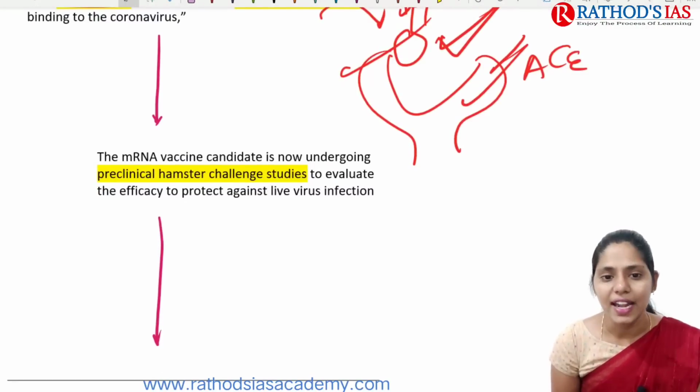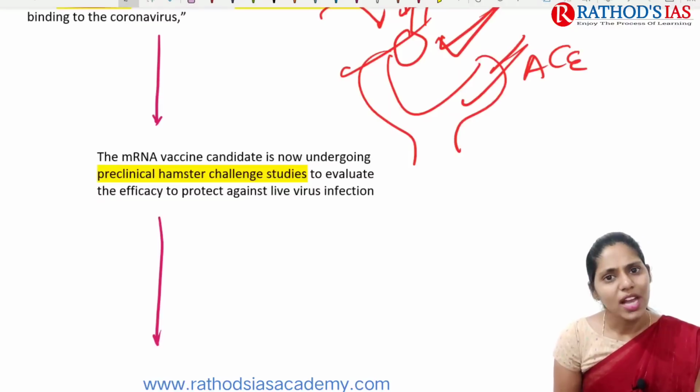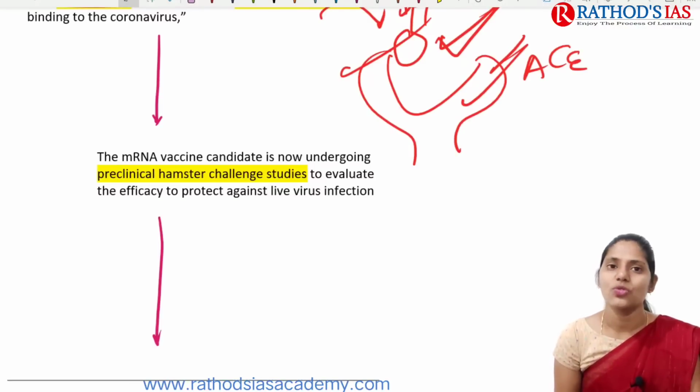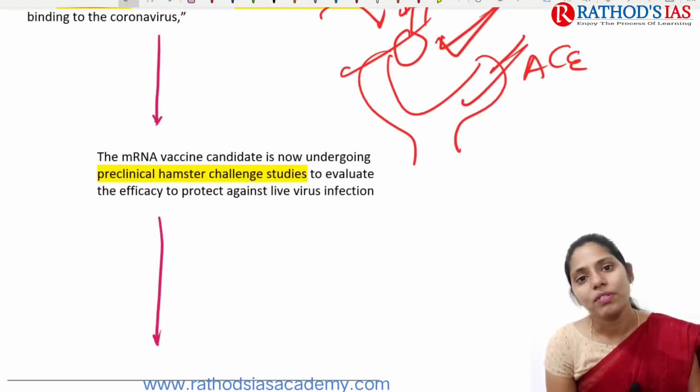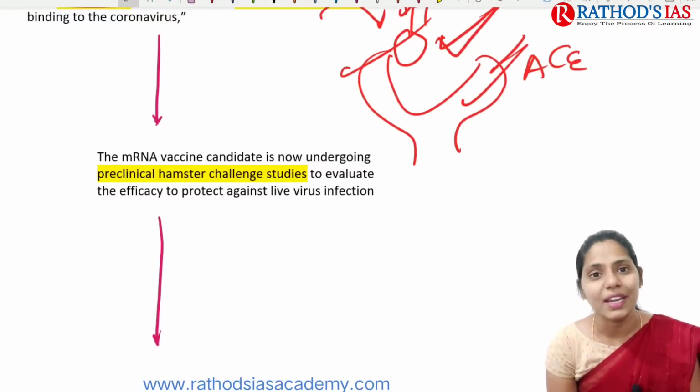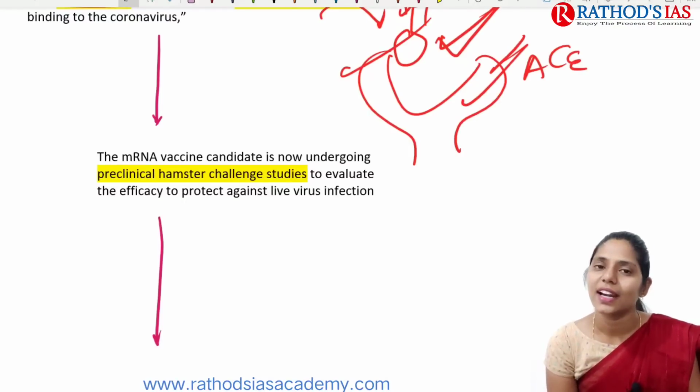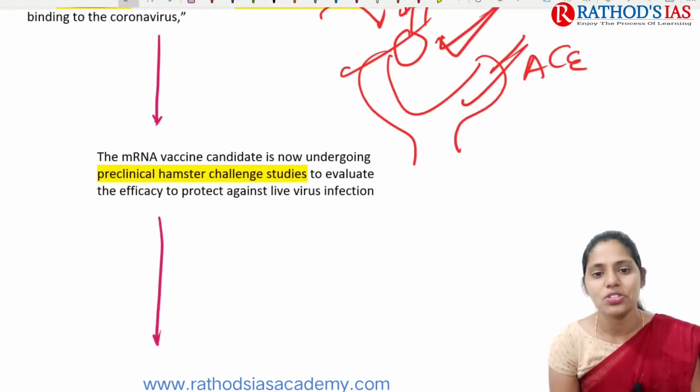This mRNA candidate is now undergoing preclinical hamster challenge studies. If you are talking about vaccines, whenever one is coming into the market, before clinical trials we go for animal studies. For example, we study in rats, mice, pigs, as well as hamsters. So it is at the hamster challenge stage.